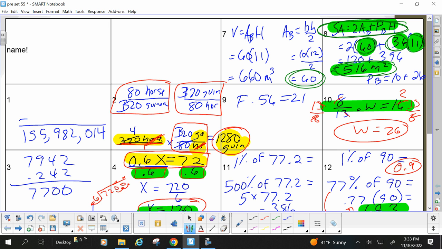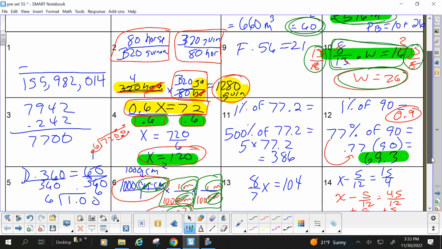Number 10, your equation is 8/13 times w or x, whatever variable you wanted to use, equals 16. First check that. Then check, did you use the reciprocal next to the equation, showing good algebra? And then finally, third thing to check is the answer. Did you get your variable equals 26?